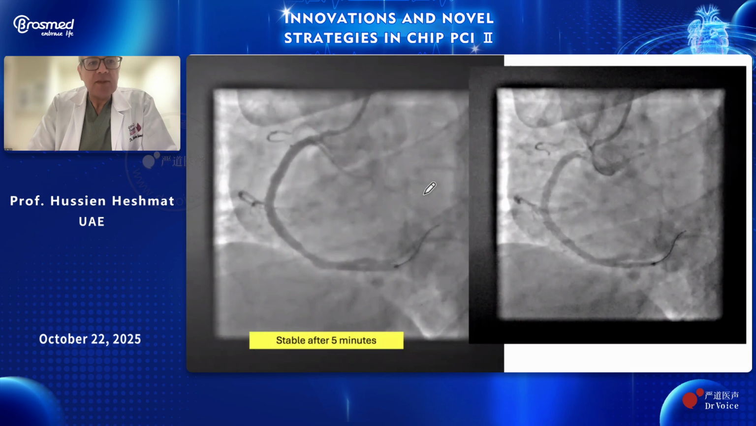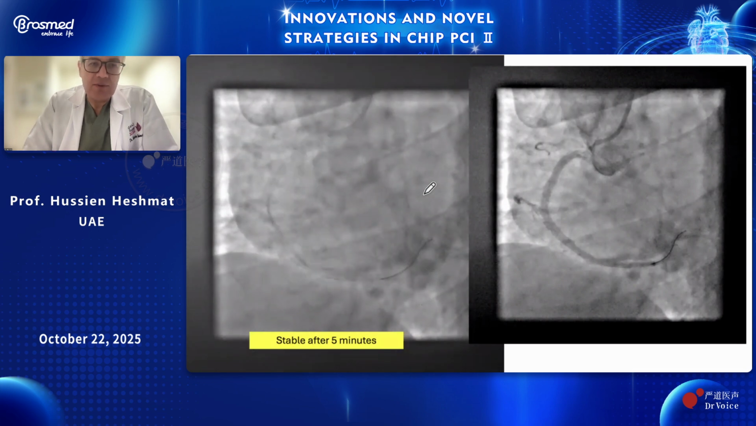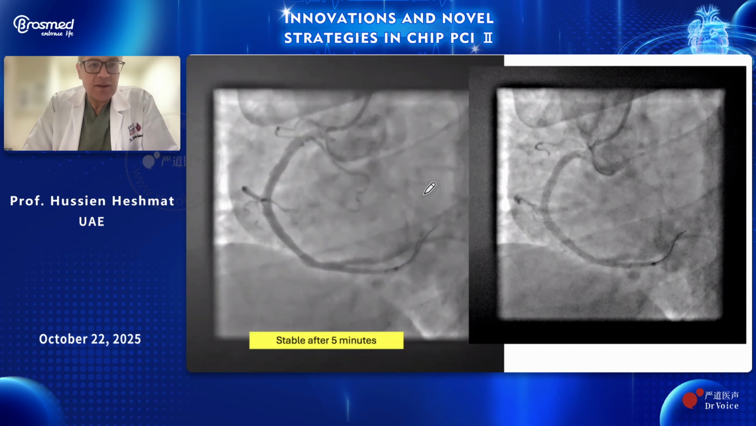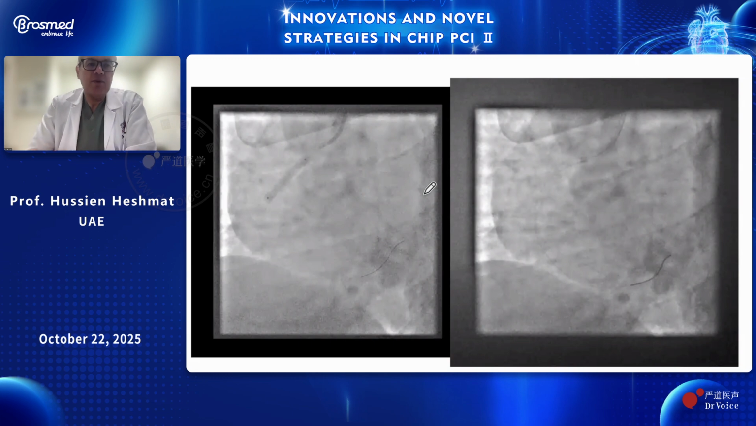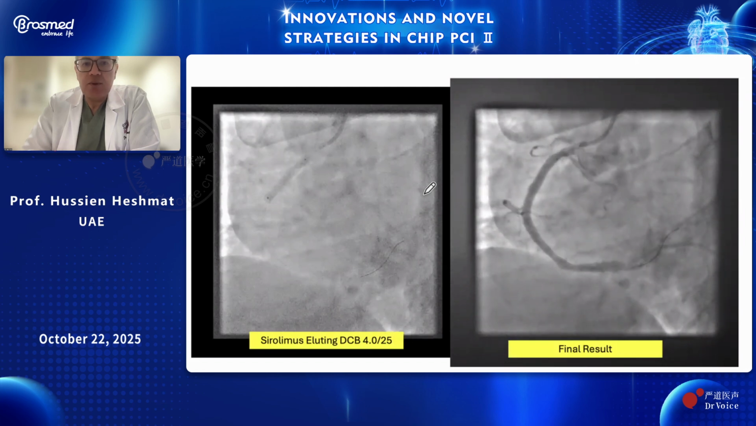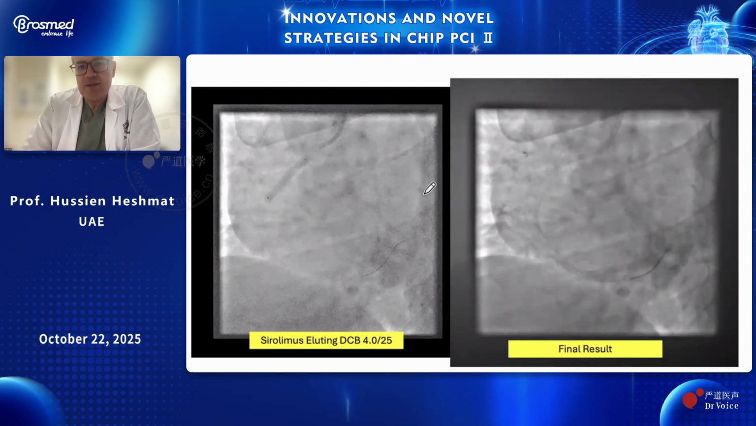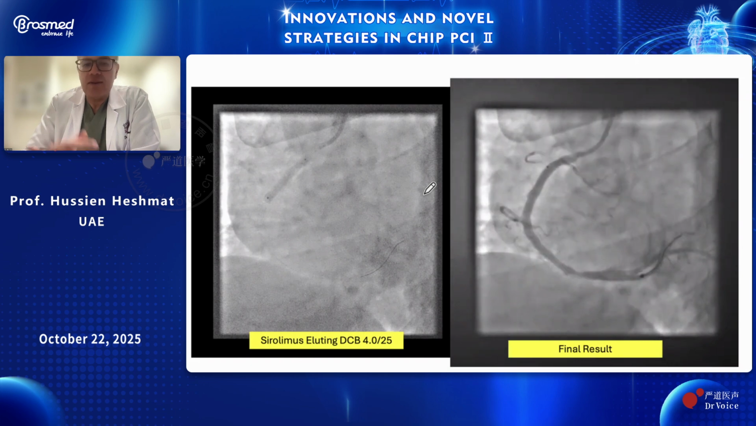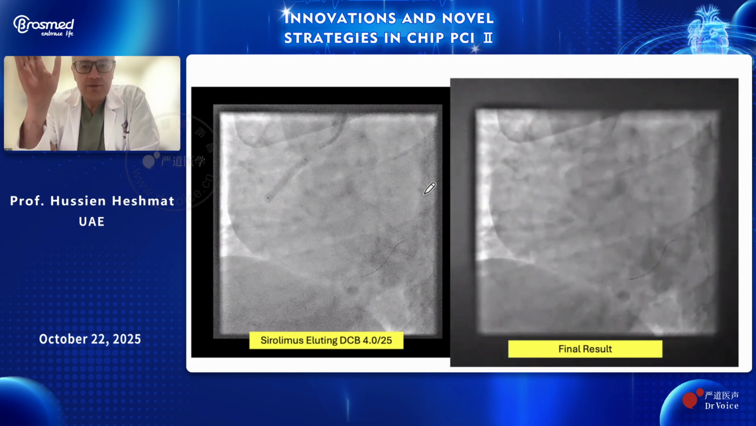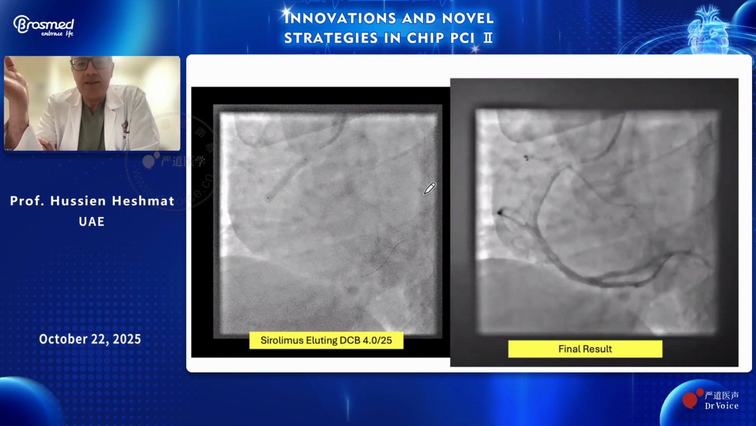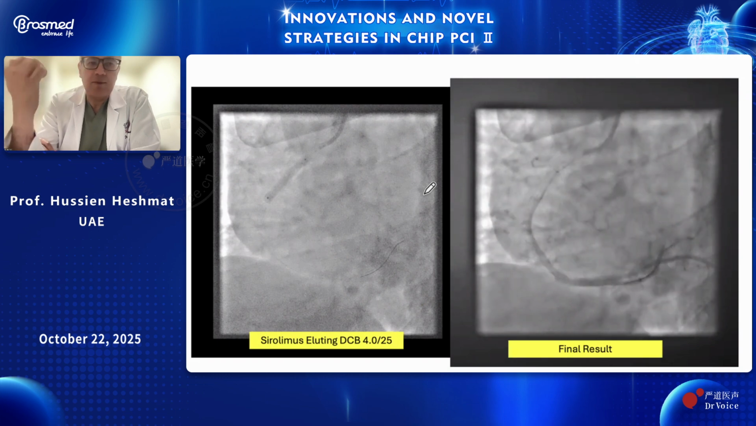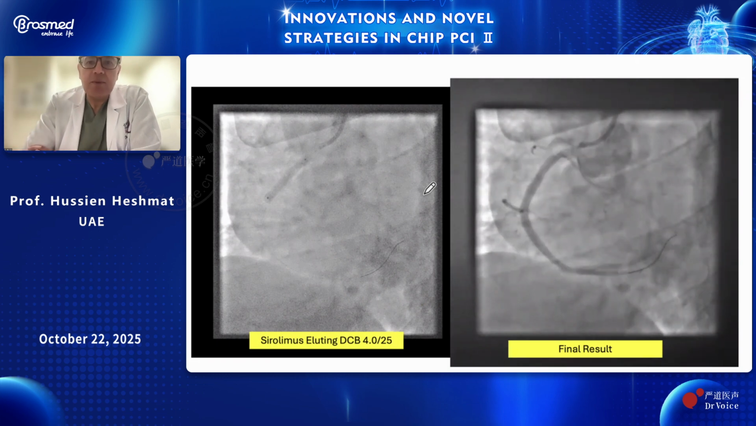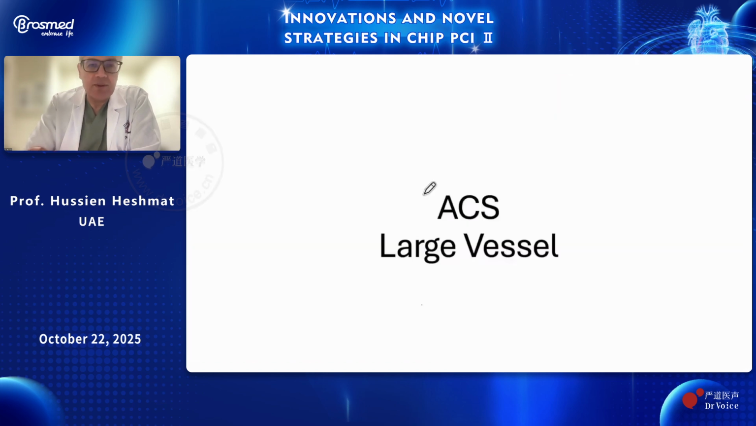And this is the result after 5 minutes of waiting. You see that the lesion now is stable with no recoil. And then we were able to go with a sirolimus-eluting drug-coated balloon, 4.0 by 25. And here's the final result. So the stent is great. And we avoided putting in extra metal and extending into the para-ostial lesion of the right coronary artery, thanks to the proper lesion modification with the wedge balloon.